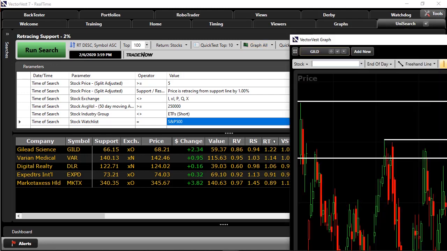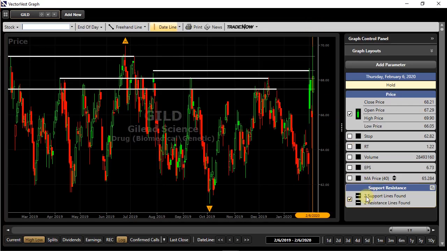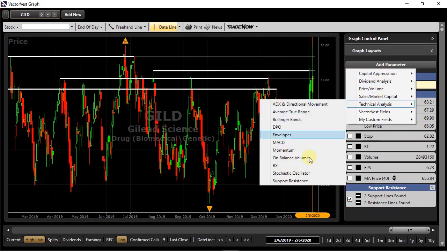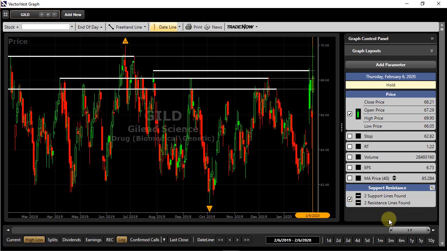If I go to graph, I've added the support and resistance lines on the chart. All you got to do is go to add parameter, technical analysis, select support and resistance, and check the box. And I'll also add RT to the chart.